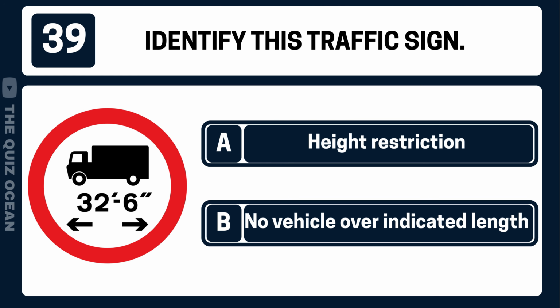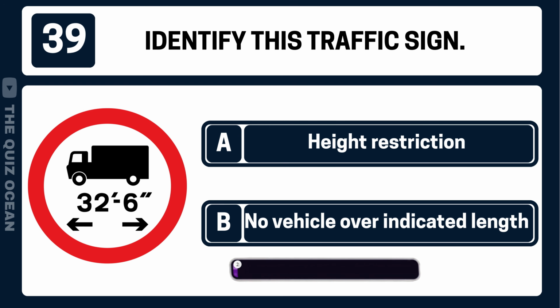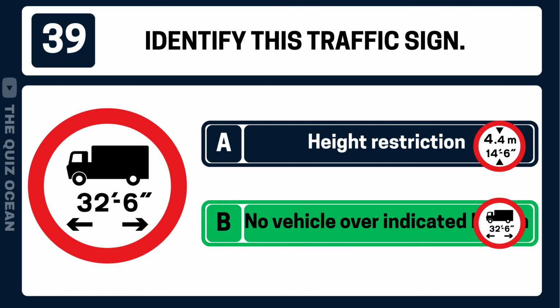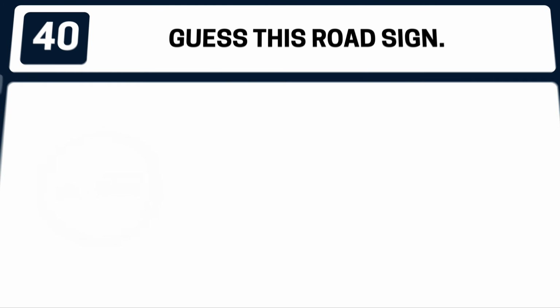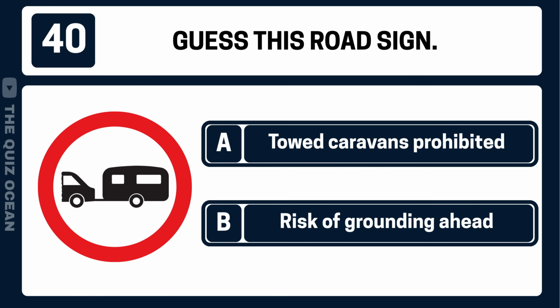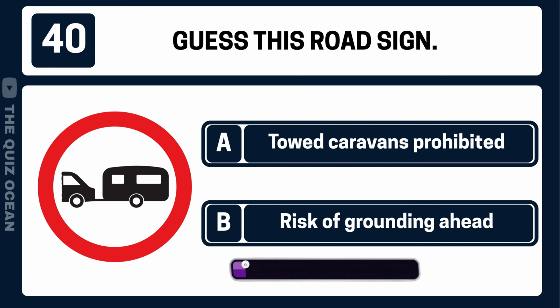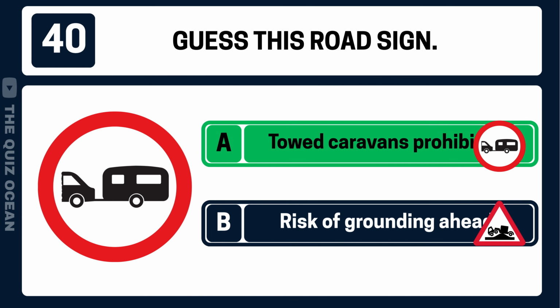Identify this traffic sign. A. Height restriction. B. No vehicle over indicated length. Correct. This sign prohibits vehicles over indicated length. Guess this road sign. A. Towed caravans prohibited. B. Risk of grounding ahead. Nicely done. This sign prohibits towed caravans on this road.